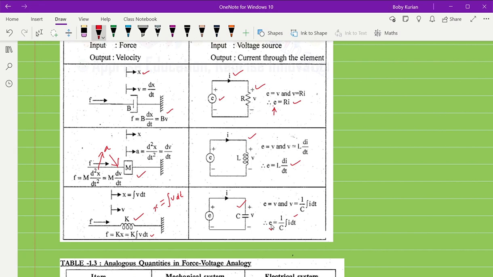So instead of K we can put 1 by C. Okay.